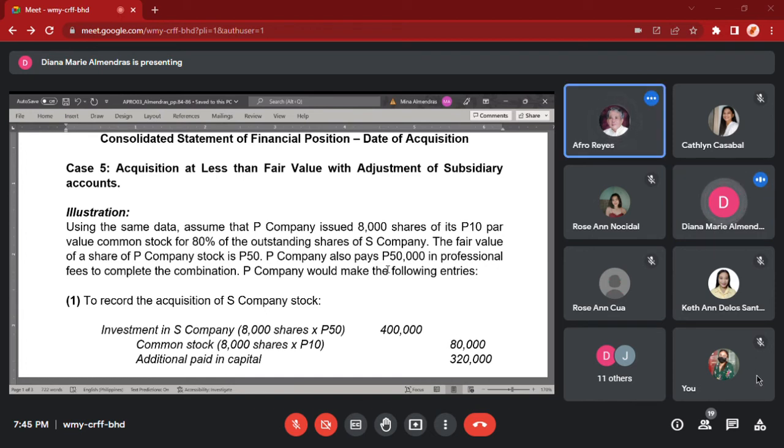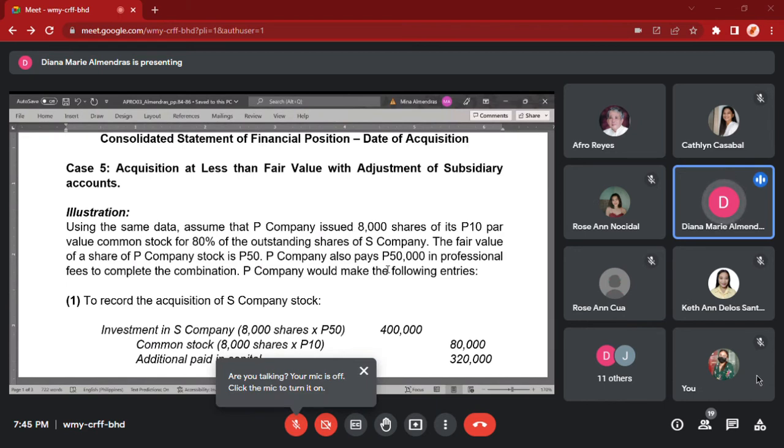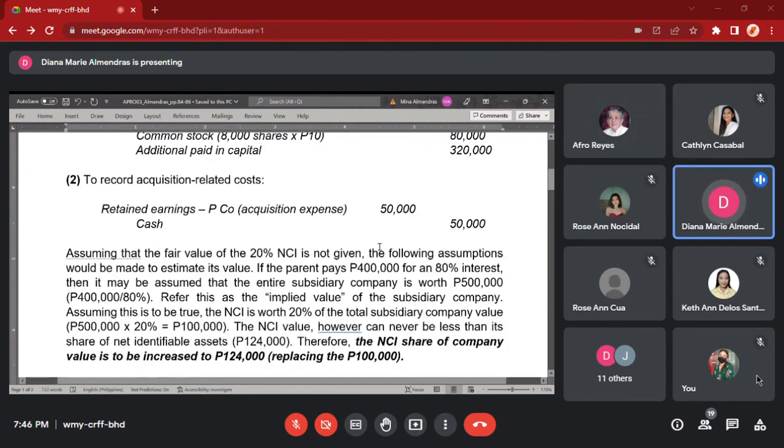Number 1, to record the acquisition of S company stock. Debit investment in S company 8,000 shares times 50 pesos fair value equals 400,000 pesos. Sabihin, ito yung binayaran ni P company para sa 80% na common stock ni S company. Credit common stock 8,000 shares times 10 pesos par value equals 80,000. Credit additional paid in capital 320,000. Number 2, to record acquisition related cost. Debit retained earnings of P company, acquisition expense 50,000, credit cash 50,000.